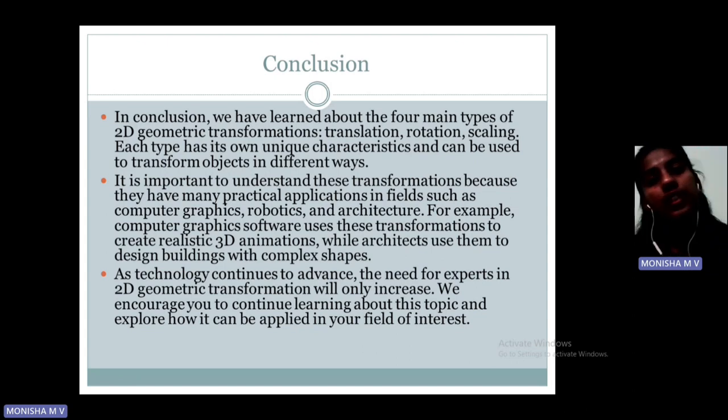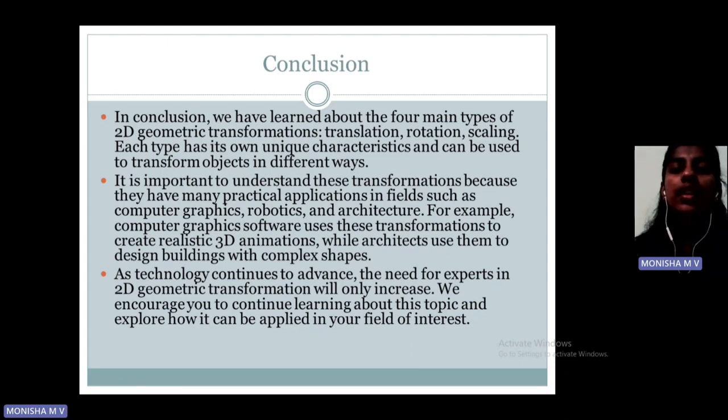We are at the end of today's video. Now let us come to the conclusion. In the conclusion, we have learned about the four main types of 2D geometric transformations: homogeneous coordinates, translation, rotation, and scaling. And each type has its own unique characteristics and can be represented to transform objects in different ways.